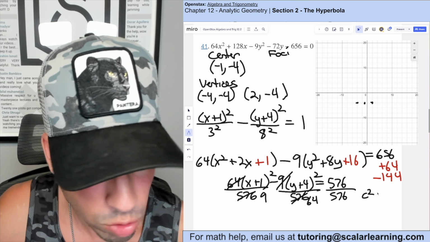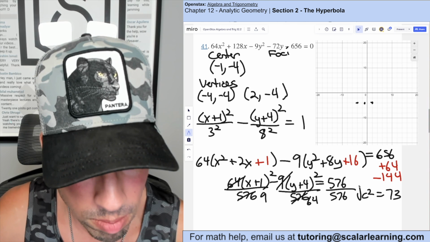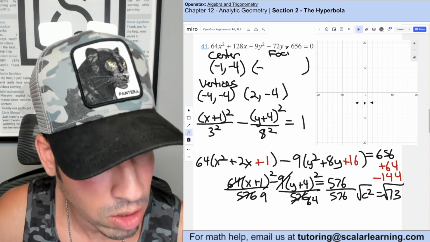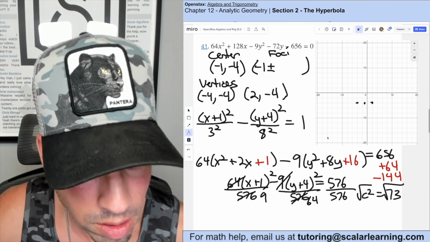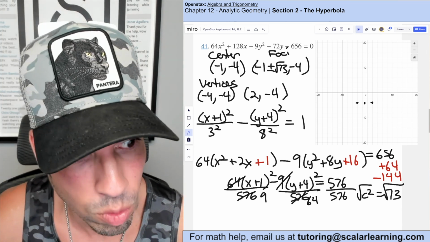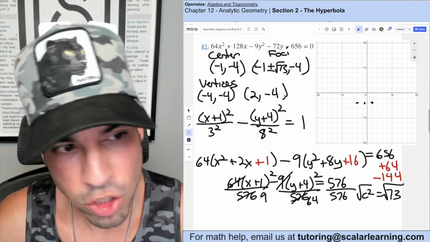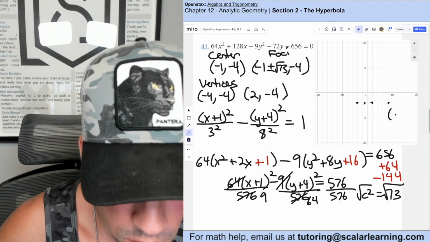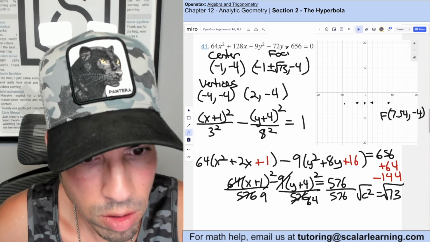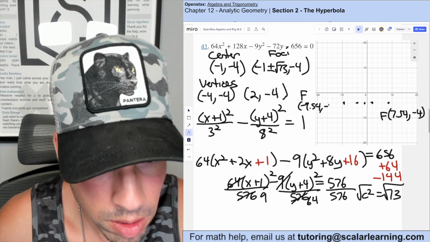Now to get the foci, we need to find our c value, c squared. Here, let's write it down here. c squared equals 9 plus 64, which is 73. So that means c equals radical 73. And therefore, the foci start at the center, -1 plus or minus that c value, radical 73, comma, -4. How did I know I'm adding it to the x and not the y? Because we already said it's going left, right. And this is approximately 8.5. Let's just say approximately. So we got a focus here of 7.54, comma, -4, and then we get another focus approximately here at -9.54, comma, -4.